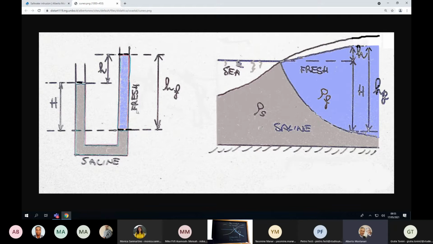So what we have to do here is to compute the weight of the salt water above the surface of separation and equate it to the weight of the fresh water above the surface of separation. So let me refer to this figure and let me write this equilibrium on the blackboard.